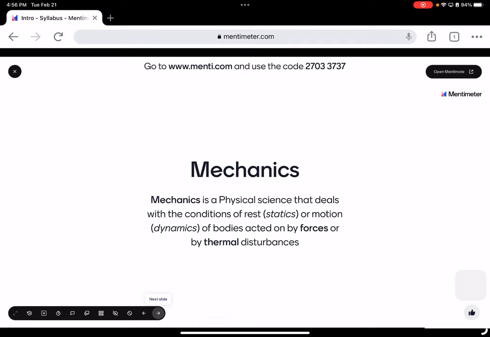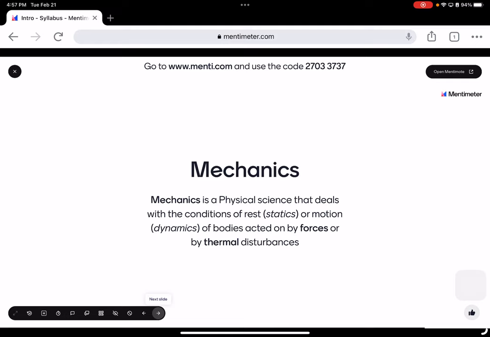So mechanics is a physical science that deals with the condition of rest or motion. Okay. So that's mechanics. But for most of the parts, in our case, in the first half, we are going to observe statics. That's why you take the statics course, right? You take the statics course.